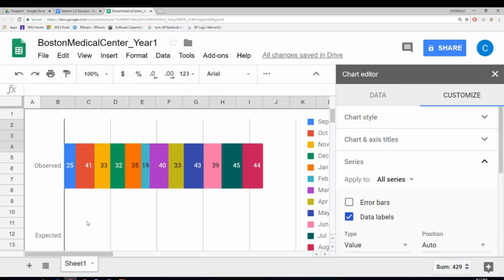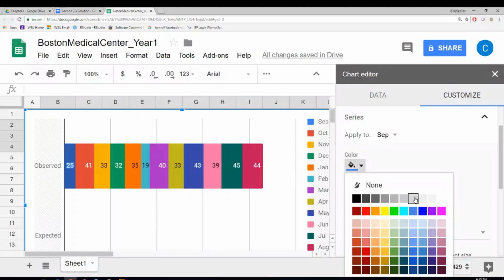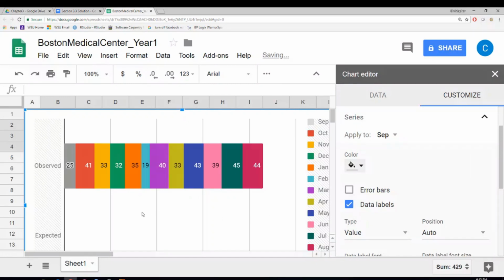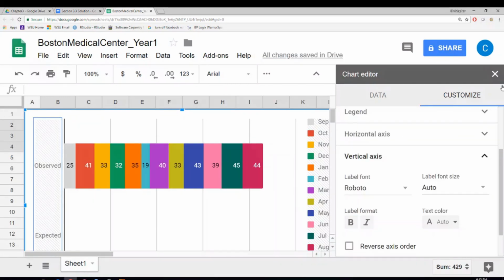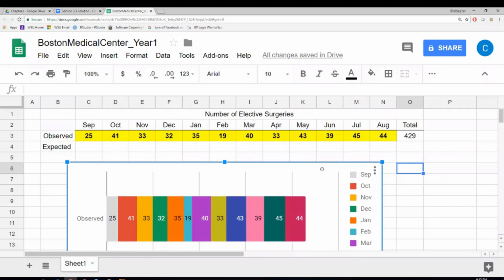And you'll see in a moment that I had some graphs created where I had the observed counts and then also the expected counts. To change the colors, all I need to do is select on that particular cell there. So I'm selecting on September's. And then underneath the Series tab, I can change the color here to, say, a grayscale if you wanted. To get out of that editing box, just click X up here. And you can slide that graph out of the way so you can see your numbers. So that's how to create a segmented bar graph in Google Sheets.